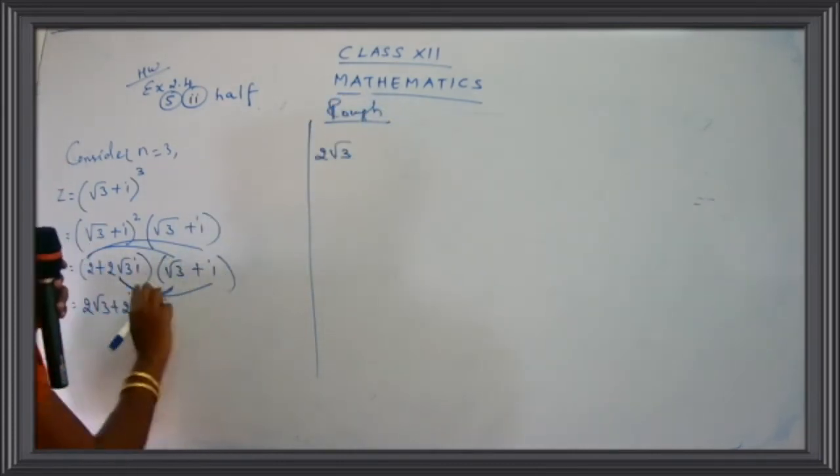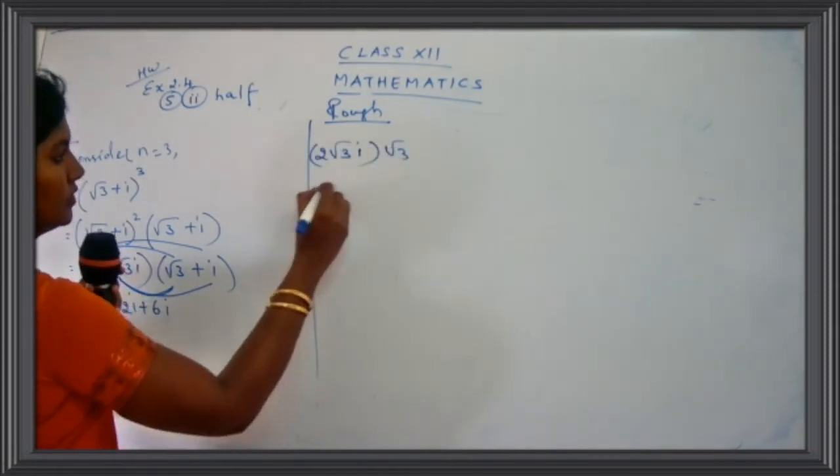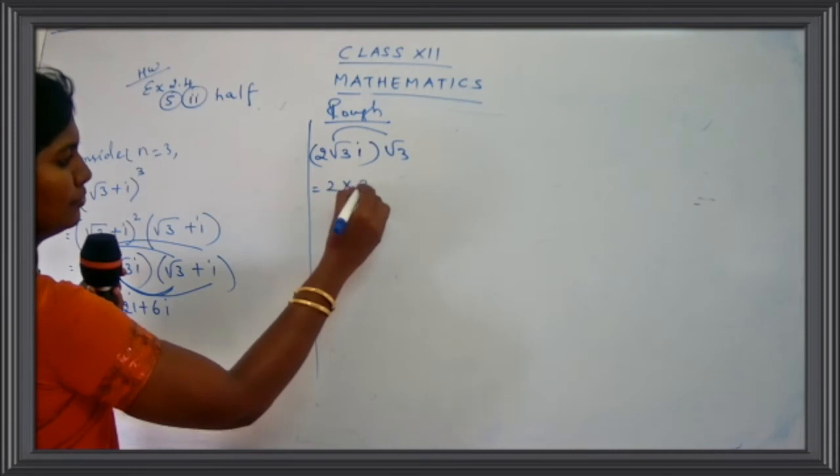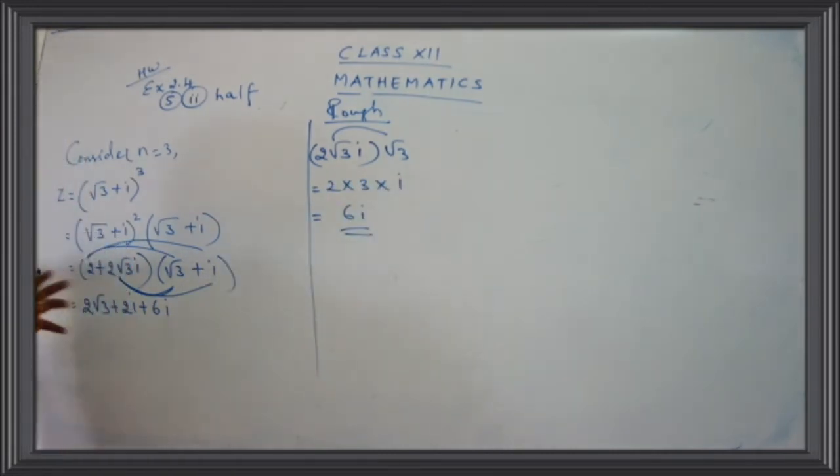2 root 3i into root 3. So this is 2 into 3 into i. So 6i. Everyone has to show the working part in your rough column, children. It is very, very important. You have to show the working part. No one is going to write the answers directly.